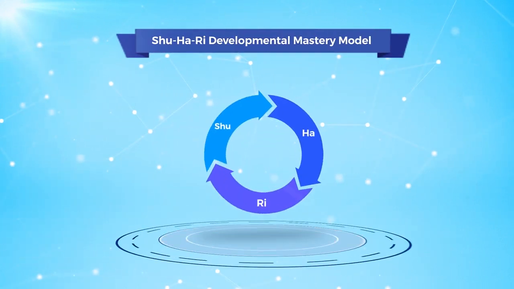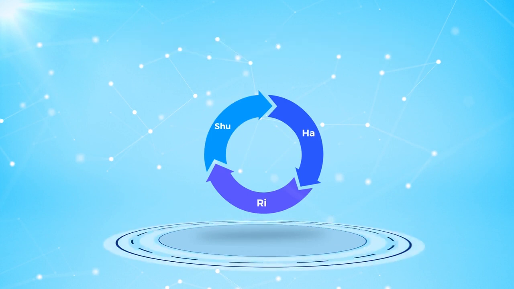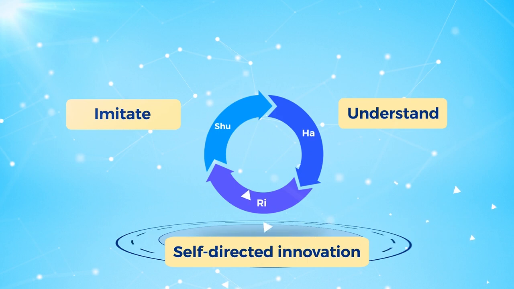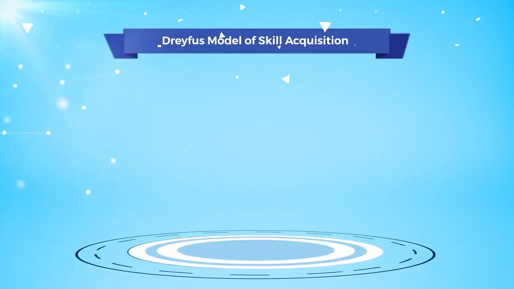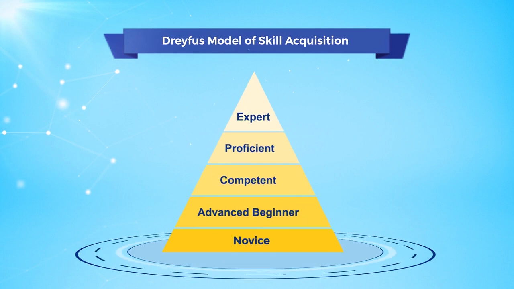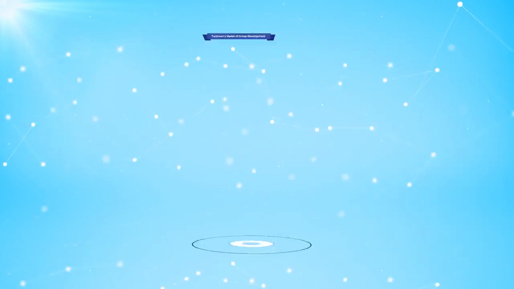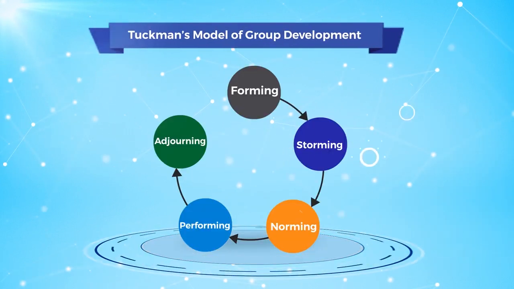In summary, there are three common developmental mastery models in Agile. The Shu-Ha-Ri Developmental Mastery Model, which outlines three stages of learning: imitate, understand, self-directed innovation. The Dreyfus Model of Skill Acquisition, which focuses on four binary qualities: recollection, recognition, decision, awareness. And Tuckman's Model of Group Development, which outlines the five stages of team development: forming, storming, norming, performing, and adjourning.